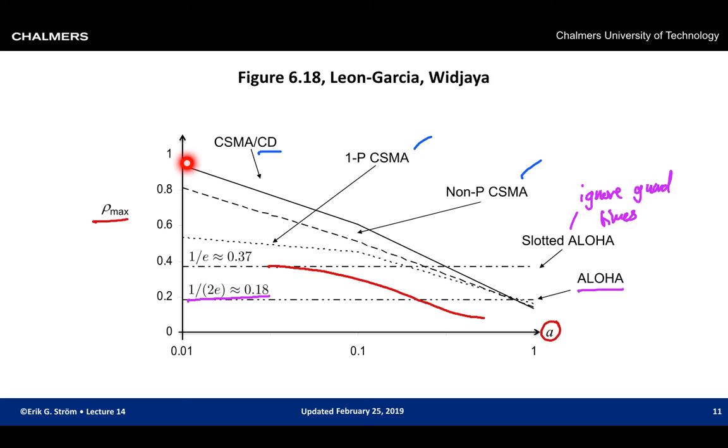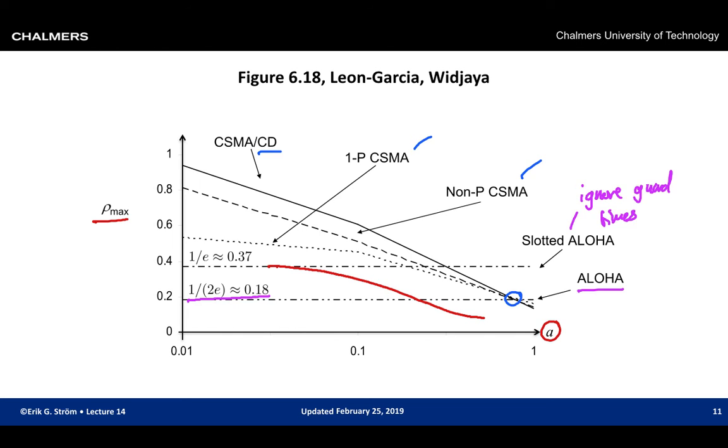But the interesting thing about this is that whatever you do, at some point a is large enough so you might as well go with ALOHA. Right. That's just a fact of life, right? And the reason for this is that it's very, very hard to do coordination when there are long delays compared to the frame duration. It's just the way it is.